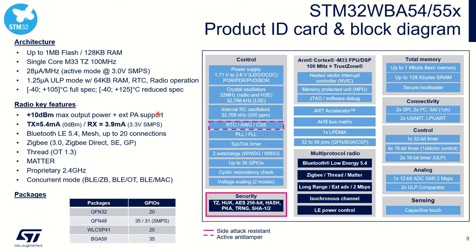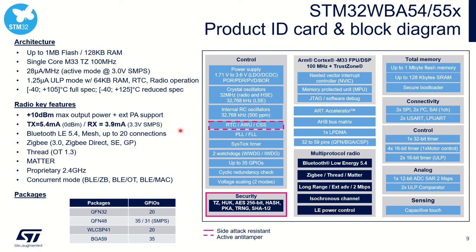In terms of architecture, we have already looked at the flash and the RAM content. In terms of consumption, we can achieve 28 microamps per megahertz in active mode. And in low power mode, we are around 1.25 microamps, keeping the RAM retention, the RTC, and the radio operations. This product is capable of running from -40 up to 105 degrees with full specifications. Regarding radio key features, 10 dBm output power, external PA is possible, 5.4 milliamps in TX and 3.9 milliamps in RX mode.